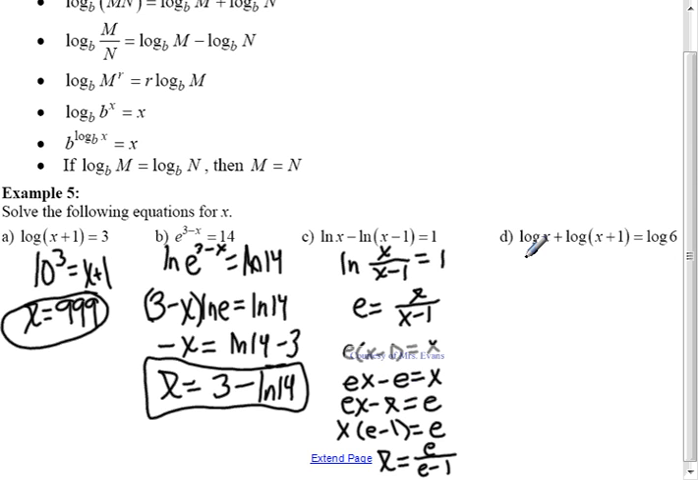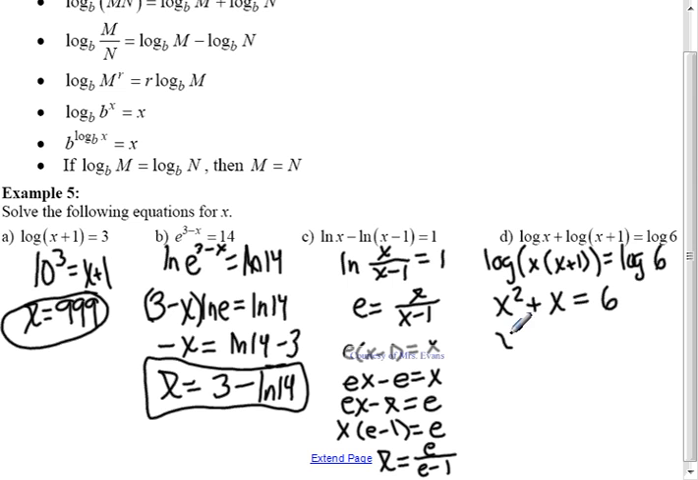Okay, last one of this problem. Again, you're using your properties here. If you add two logs with the same base, you can multiply their arguments. So it's log of x times x plus 1 equals log of 6. So here, when I have two logs with the same base equal to each other, I can set the arguments equal to each other. And I'm going to just distribute out this side.